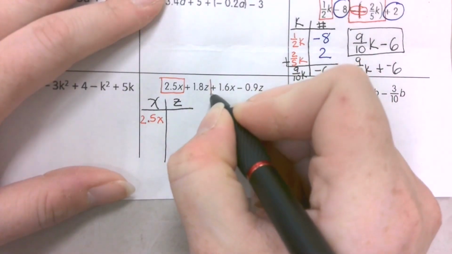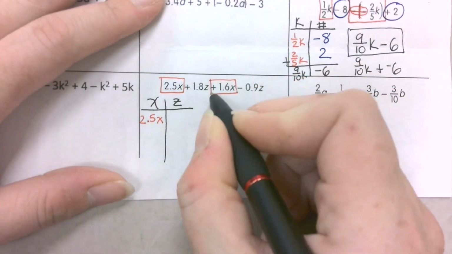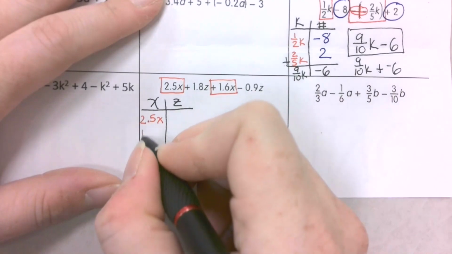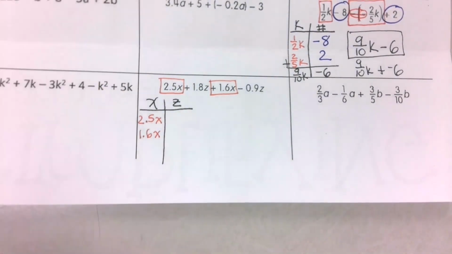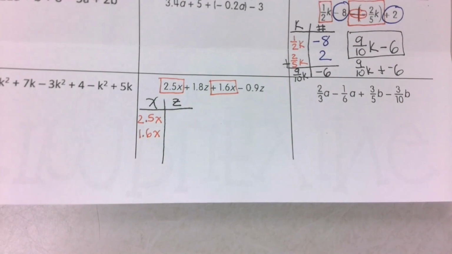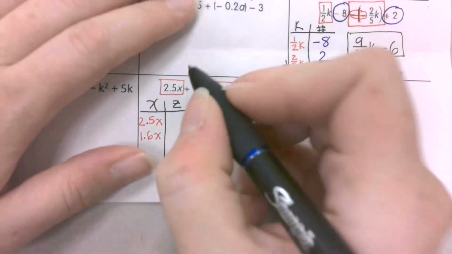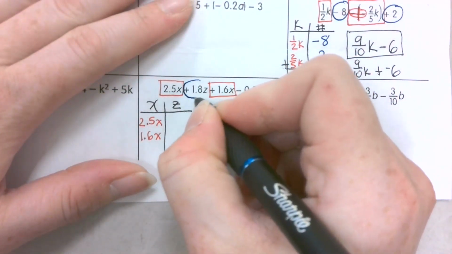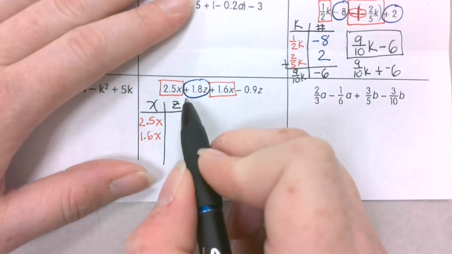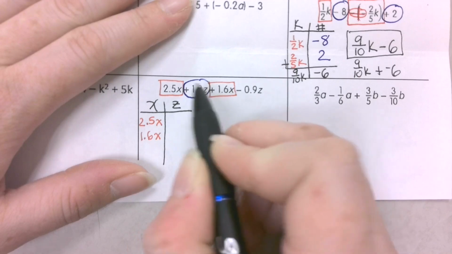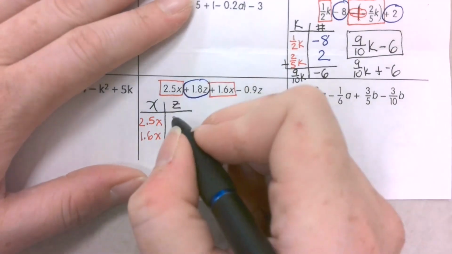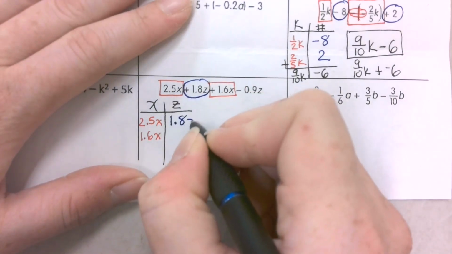Hopefully you thought to yourself, this one. Notice again, I'm boxing the sign in front, so I know it's a +1.6x. Are there any other x's? Nope. Cool. Let's do the next one. We've got a +1.8z. Notice I'm very careful to not cross over the sign, and I take it with it. I use a different shape and a different color. 1.8z.